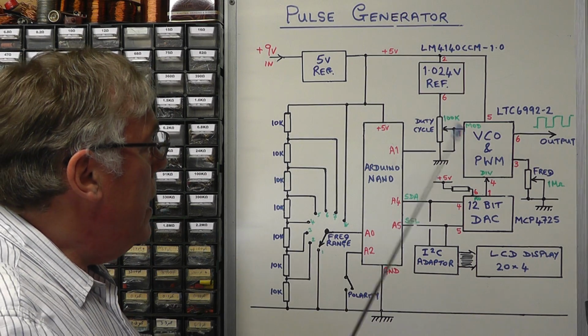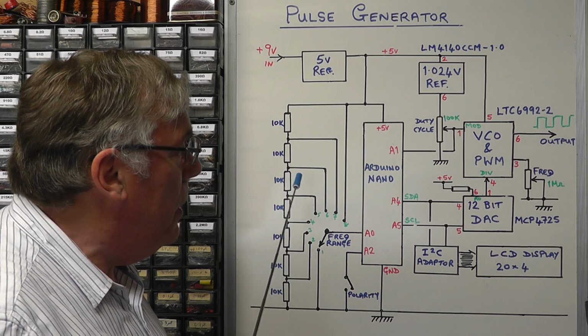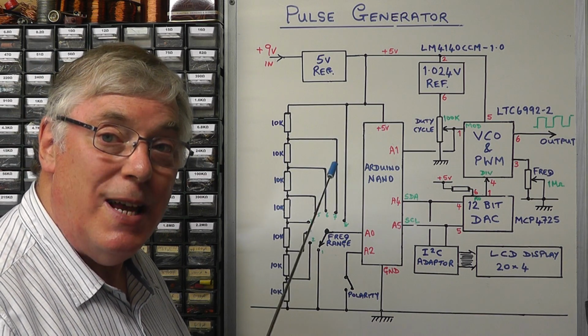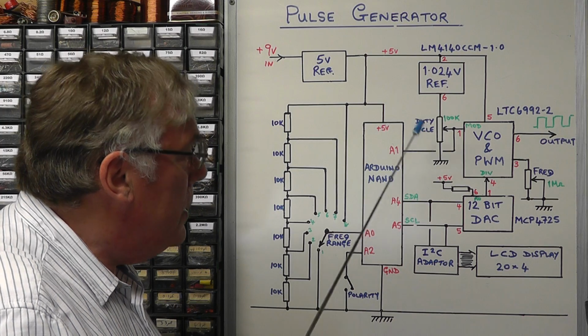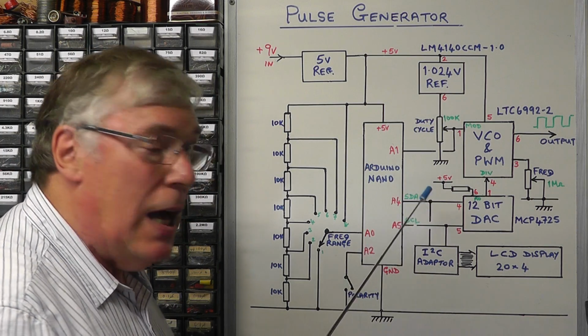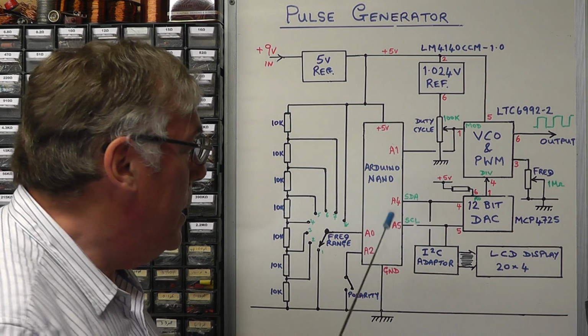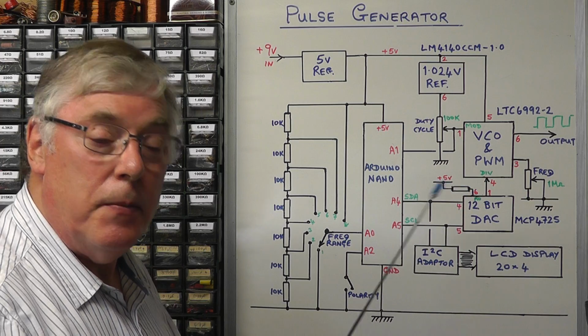So there we have the block diagram I've put together today. And I think the next thing we'll do is have a look at a little bit more detail of the circuitry around this area here, and also how we select the voltages for the 12-bit DAC.